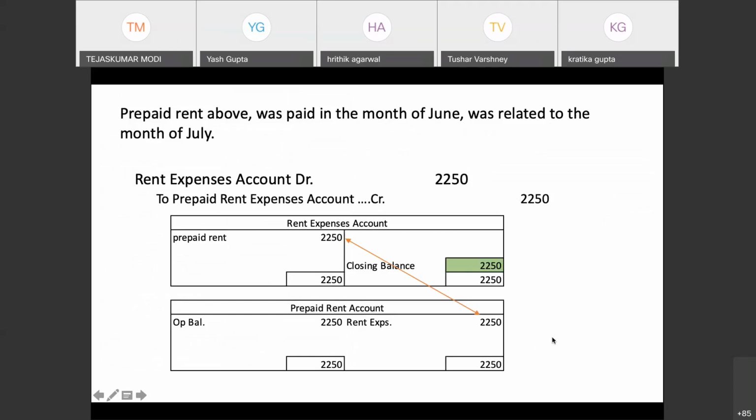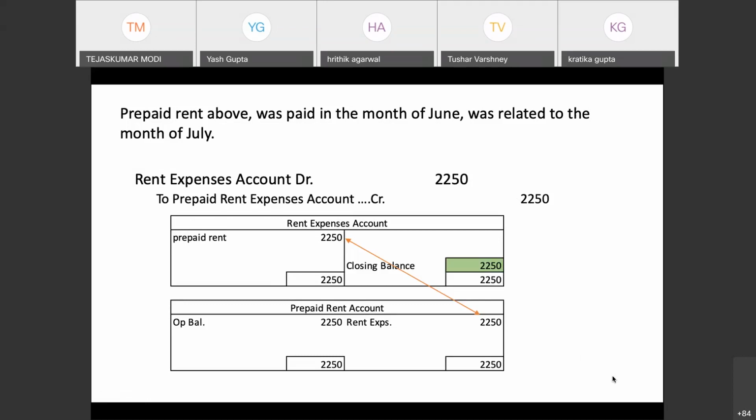So rent expense account debit to prepaid rent account. Now what happened, understand? Prepaid rent account had a balance of 2250, but now because it is becoming an expense, there is zero balance in the prepaid rent account. So if I make a trial balance now after recording this transaction, prepaid rent account would have a zero balance and rent expense will have a 2250 balance. This we had discussed in the last class.